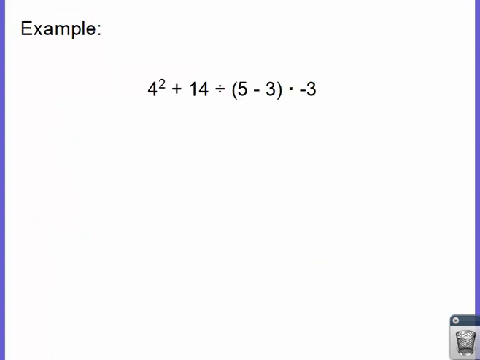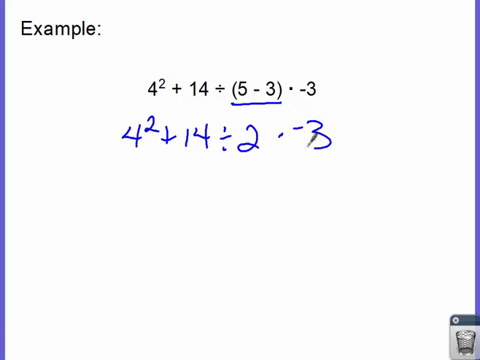So if I were to give you a question like this and ask you to solve it without the use of the calculator, we would start off by looking at our parentheses, and we would solve that part first. So I would just write down 4 squared plus 14 divided by, and then I would do the answer to the parentheses. 5 minus 3 is 2. Okay, so I did the first part. So now we go to the next part.